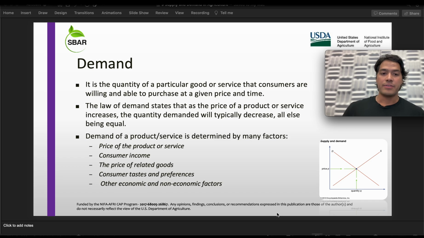So we have demand of a product or service that is going to be determined by many factors. The first one, as I'm showing here, is the price of the product or service, also the consumer income, the price of related goods, consumer tastes and preferences, and last, there could be other economic and non-economic factors.